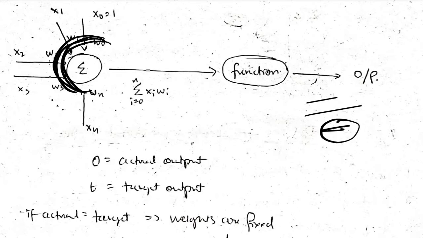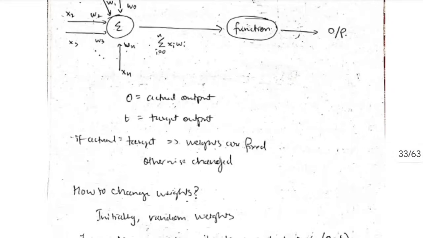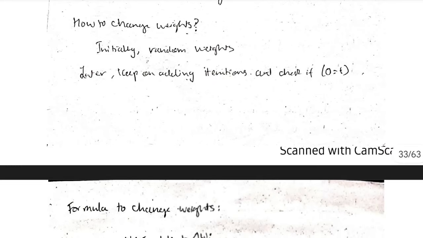That's all what an artificial neural network is about: training the model to get the actual weights set so that I'll get the actual output. Okay, so that's what we'll be learning in depth. And how to change the weights, that's the second question.